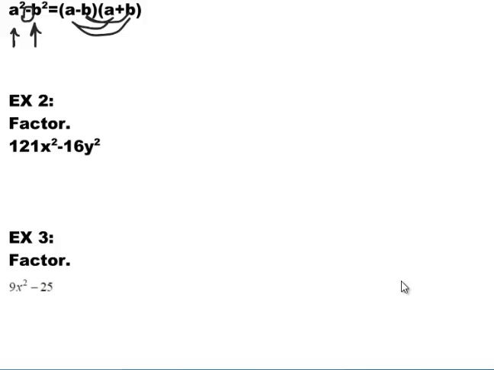First of all, check to see if 121x squared can be square rooted. The square root of 121 is 11. The square root of x squared is x. The square root of 16 is 4. The square root of y squared is y. So I can write this one as 11x minus 4y times 11x plus 4y.